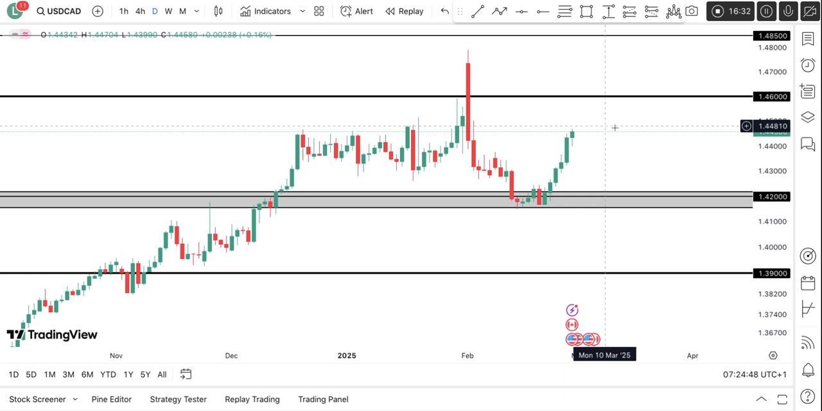Now, the plan was this. If you go back to the previous video, you will see that we said we need a shift of structure on the daily time frame. We were bullish on the weekly. We were bullish on the monthly. We needed a shift of structure, and we got that on Monday, on Monday evening.